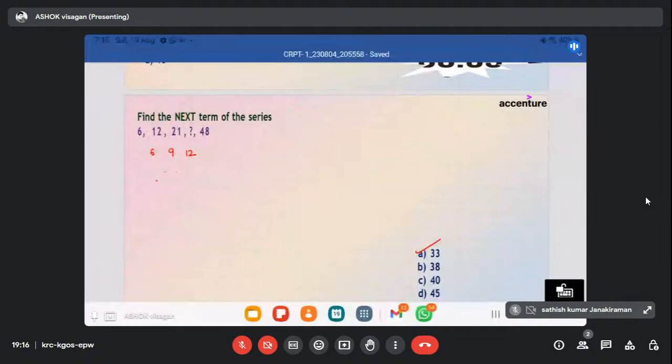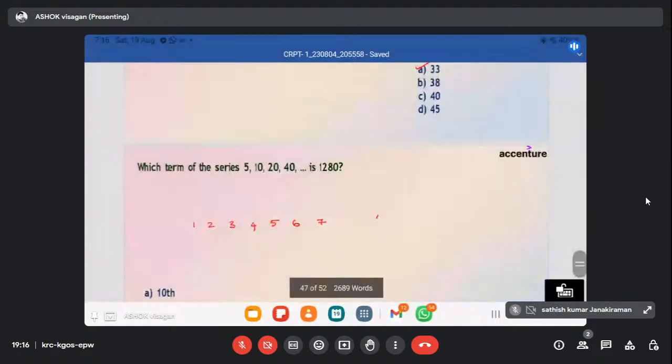So easily you can connect the next one. After 12 you must have the difference 15. That means 21 plus 12 as per the order. 21 plus 12, the answer is 33. Let's go through the logic. 6 plus 6 is 12. 12 plus 9 is 21. And 21 plus 12 should be the answer, 33. And next one is 33 plus 15 should come. 33 plus 15, that answer is 48. So it is matching. So the answer is 33.